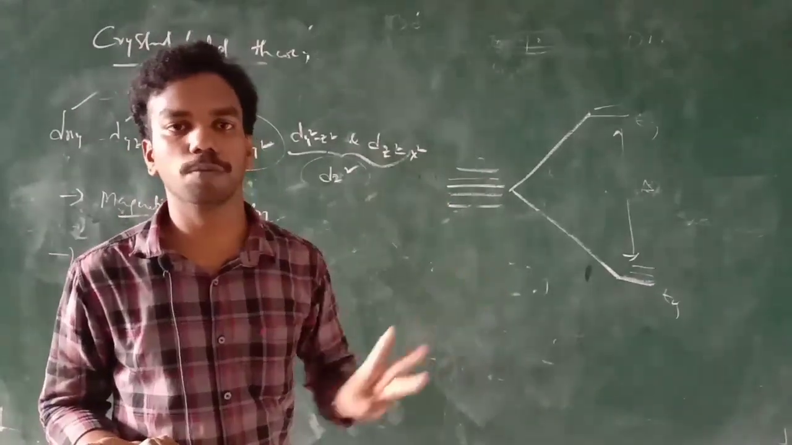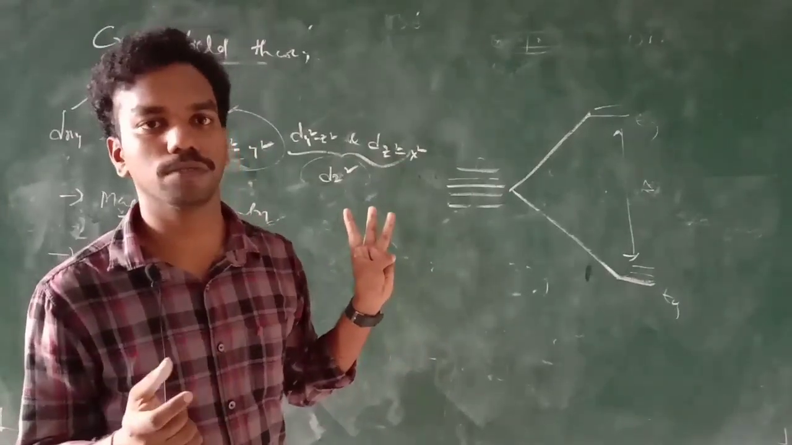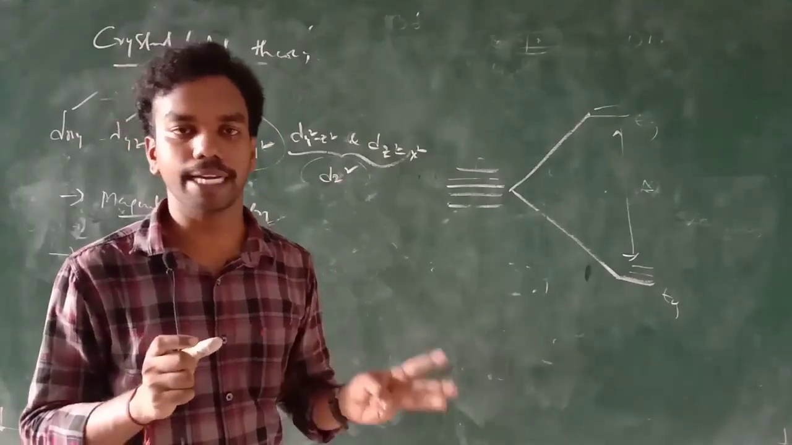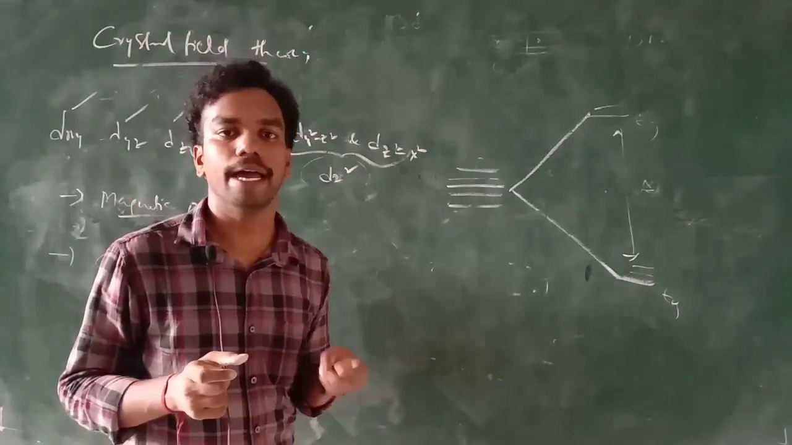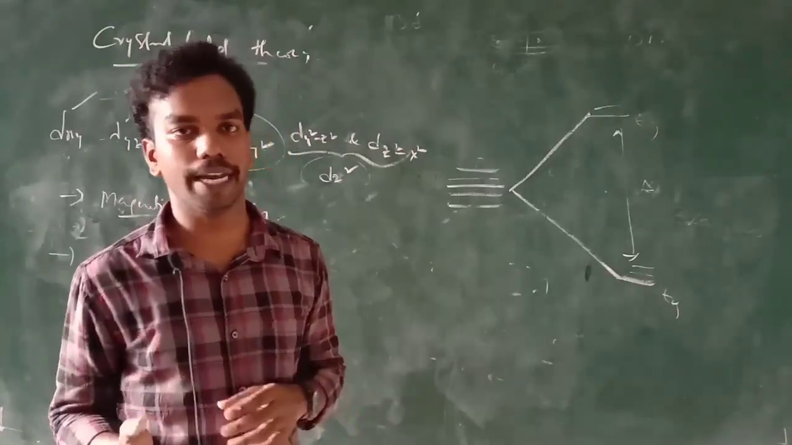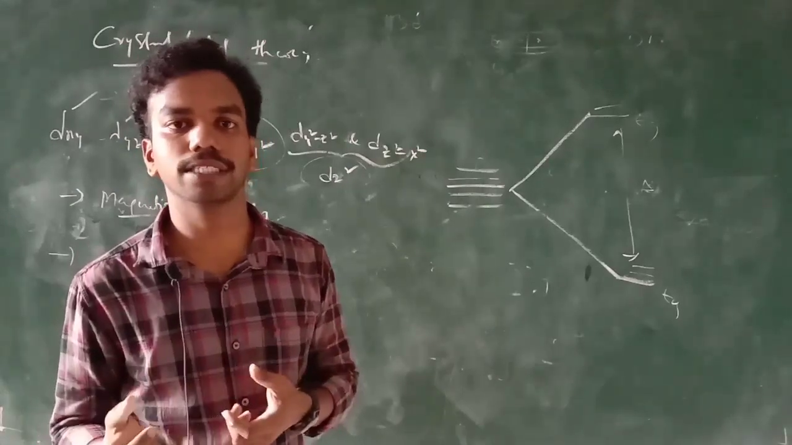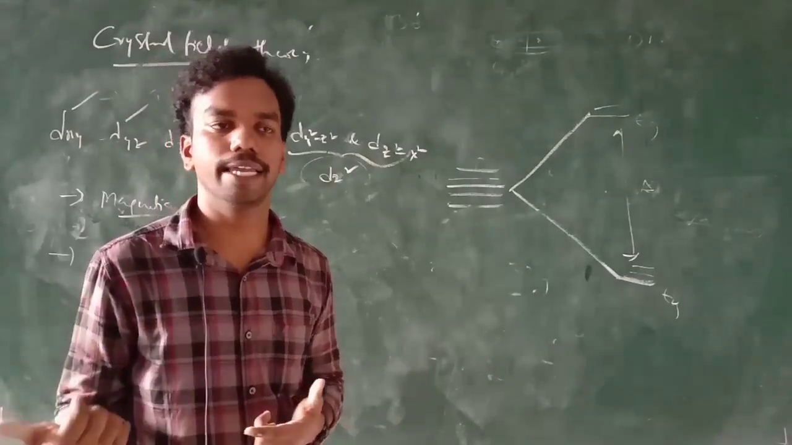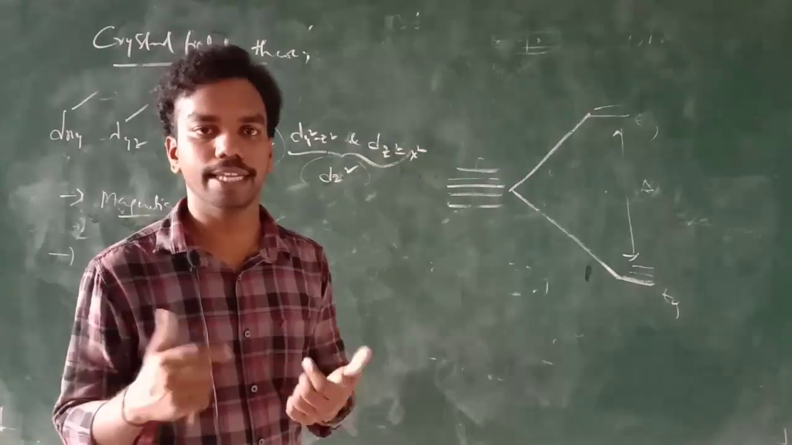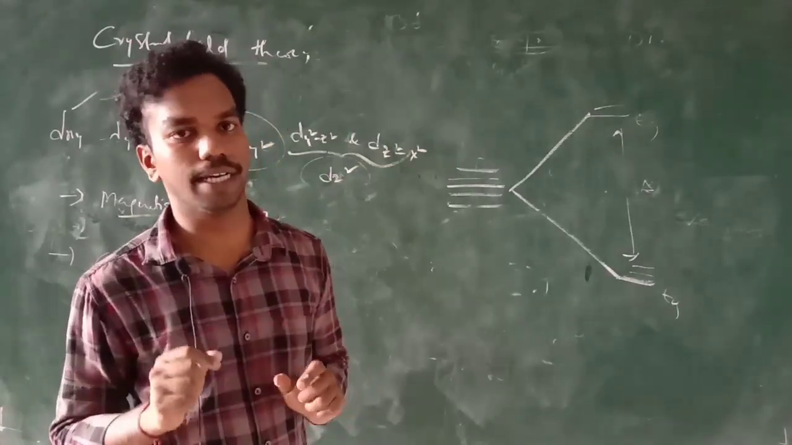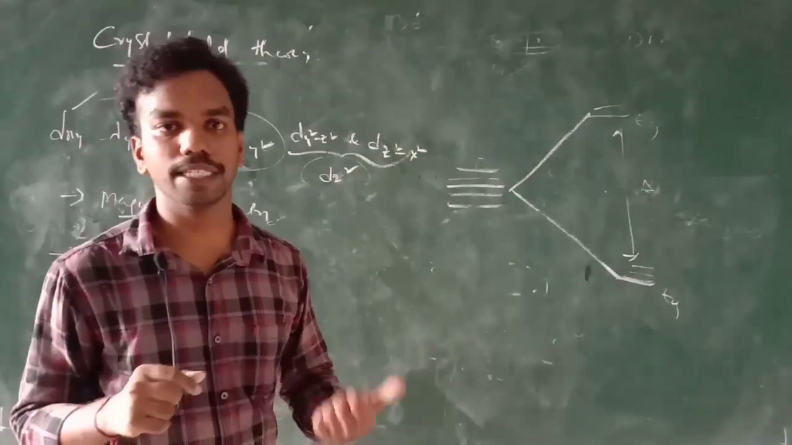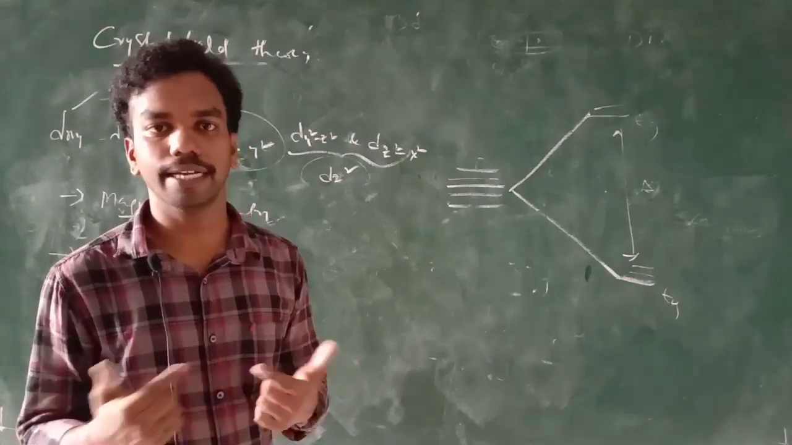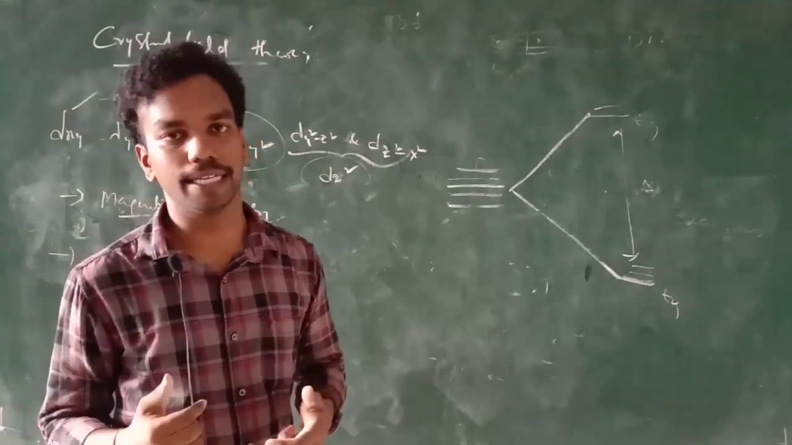And the third postulate. Here the bond is ionic, so there are electrostatic attractions between the metal and ligand. These electrostatic attractions may be ion-ion interactions or ion-dipole interactions. Ion-ion interactions occur when both the metal and ligands are ions: the metal is positively charged and the ligand is negatively charged. The second, ion-dipole interactions, occur when the metal has a positive charge and the ligand is neutral, right? So that is the third postulate.